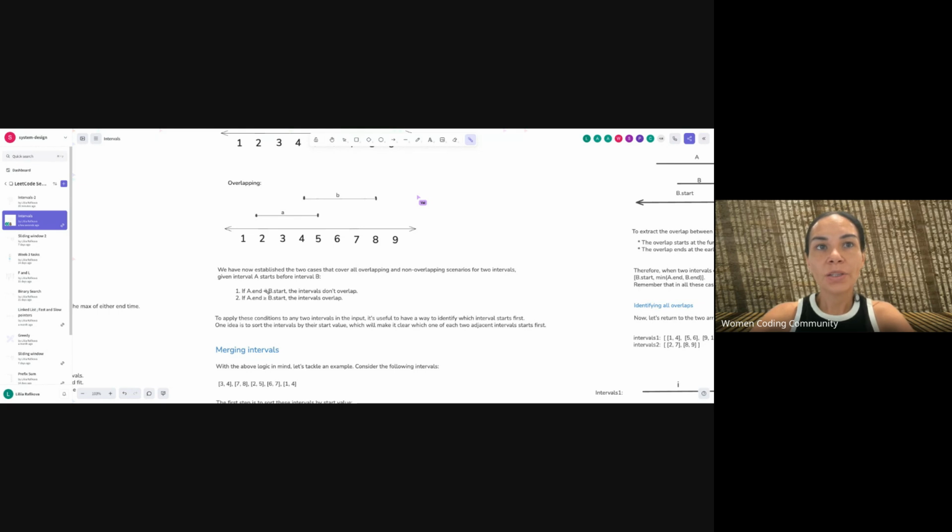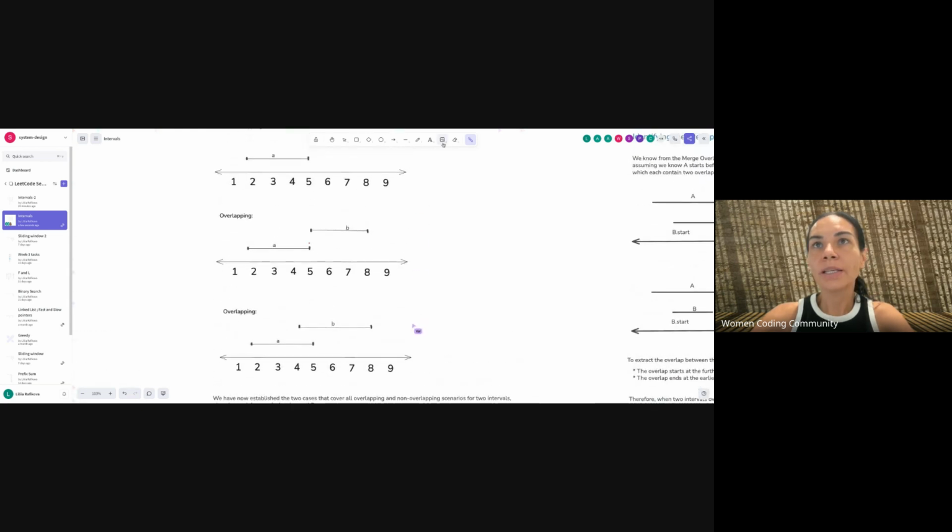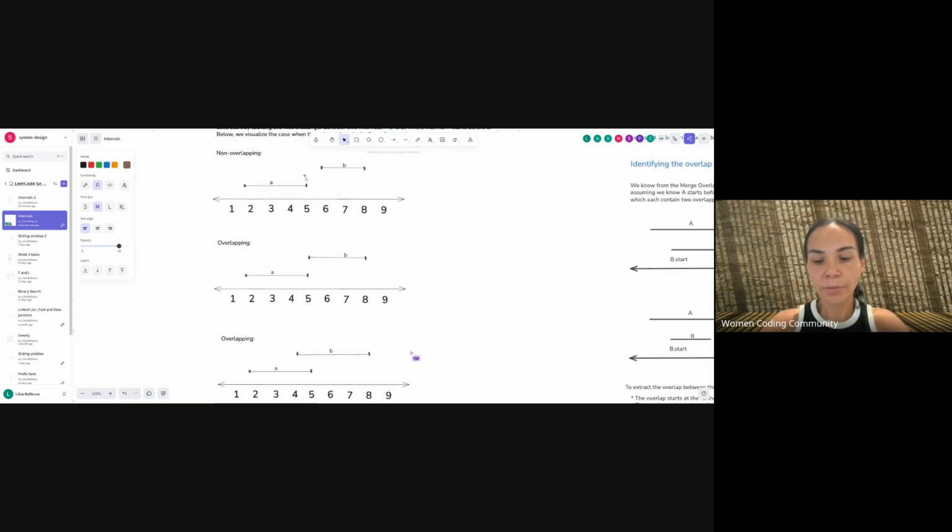So if A end is less than B start, then it's not overlapping. Here we have our A end, and we will compare how we find who is overlapping and who is not. And this will be B start. In this case, our A end is less than B start. And in the next cases, here it is equal.